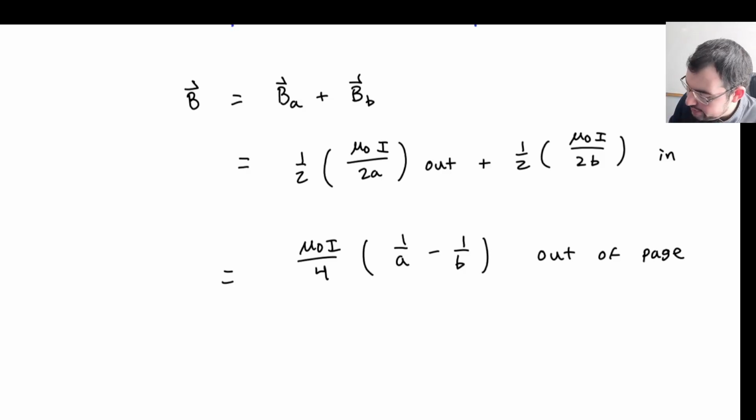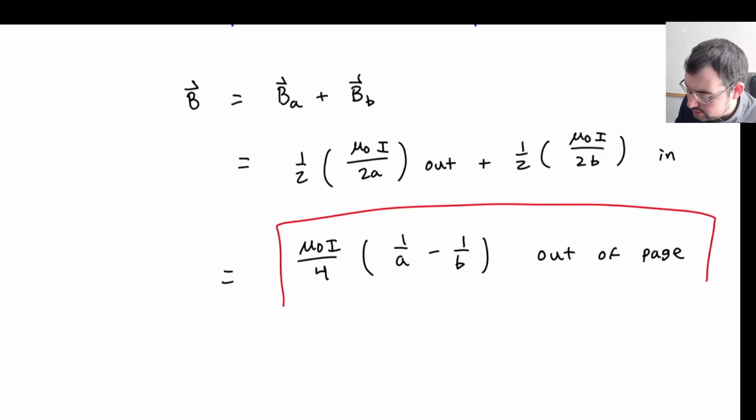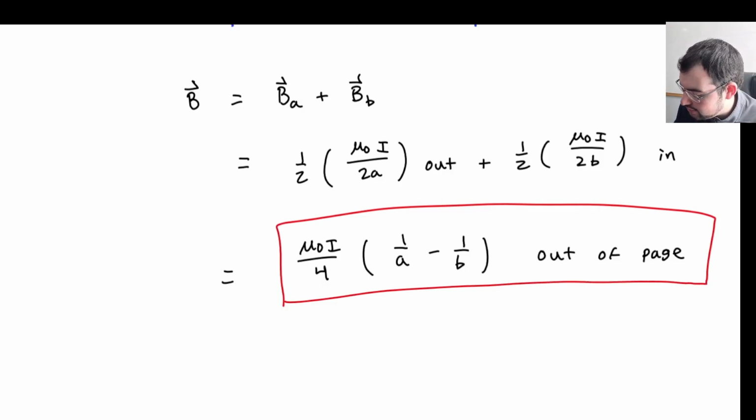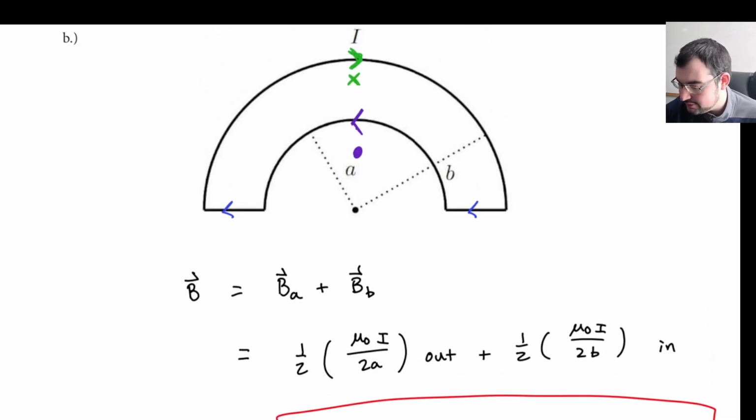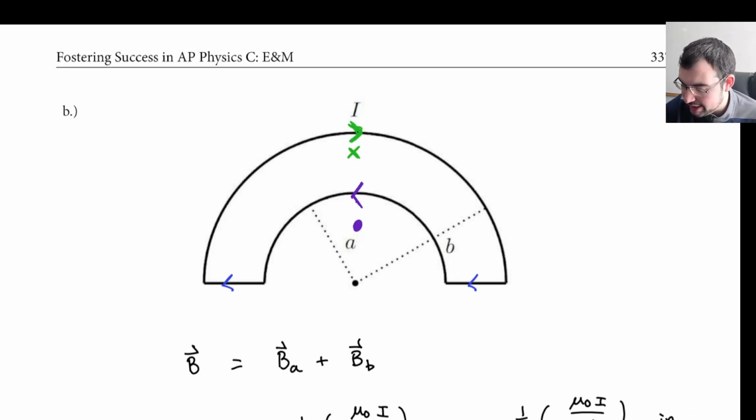And we can justify we didn't make any mistakes here because A is the inner radius. So A is smaller, which means 1 over A is going to be a big number compared to 1 over B, which is going to be small. So I'm doing big minus small, which is positive. So I am getting an out of the page field, as expected, based on the right hand rule.